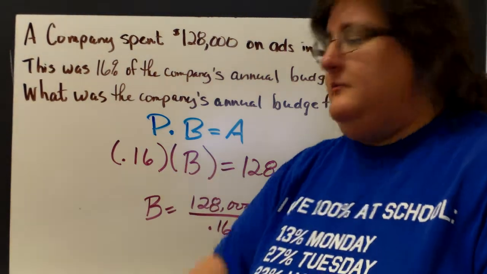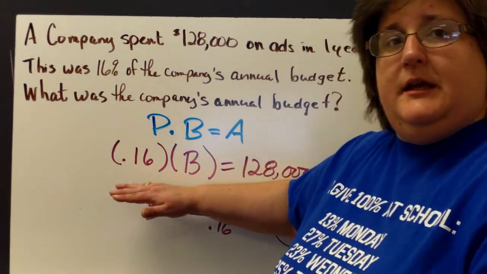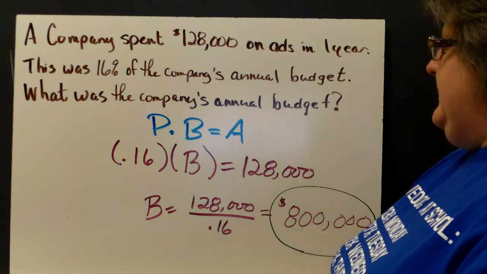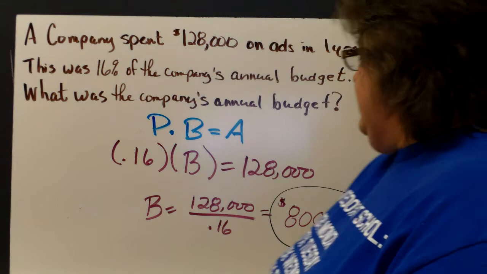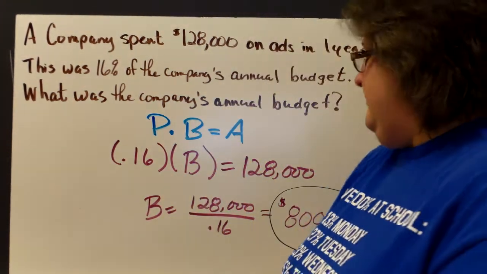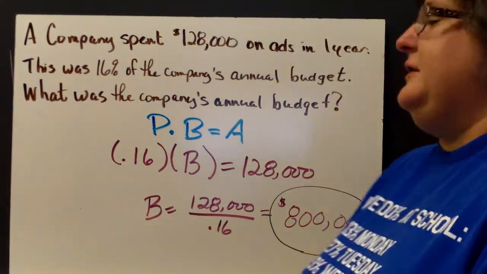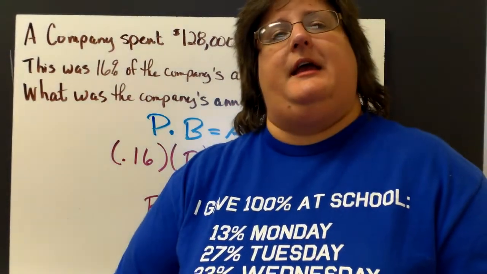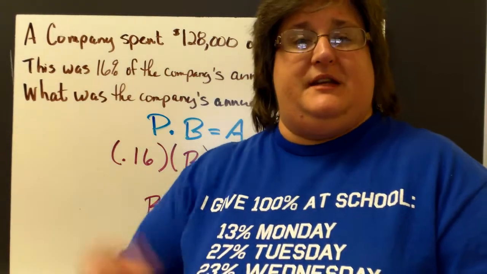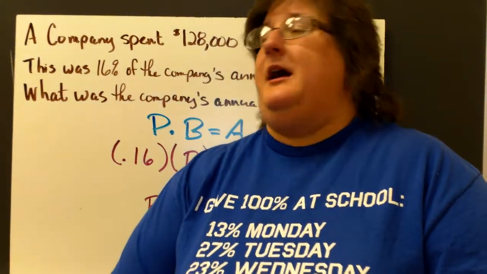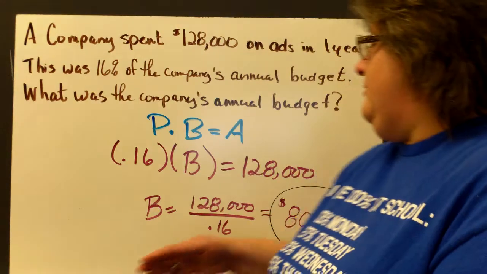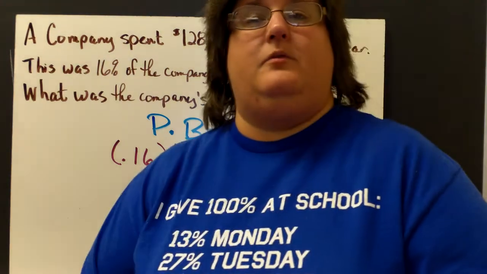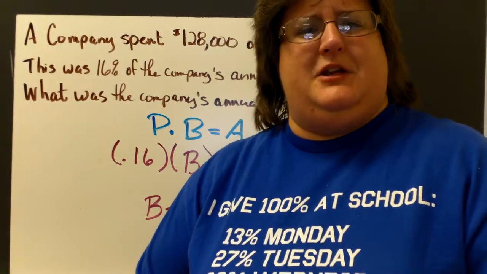Once you get that equation, you really kick into your old solving equation skills. We divide both sides by 0.16, and we end up with $800,000. Please make certain to double check that you're converting your percentages to decimals correctly. Make sure that you're putting it into the calculator correctly, doing the division, 128,000 in this case, divided by 0.16. Again, attention to detail.